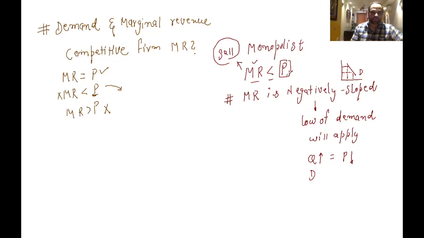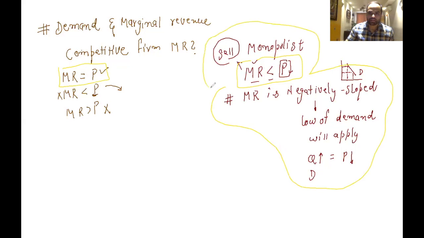So keep in your mind, this thing happens. That's one of the major differences between competitive firms and monopolist firms. This is the whole reason. Because of this reason, your MR is less than price.